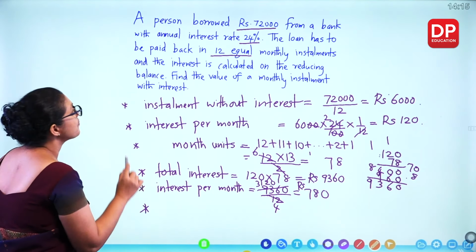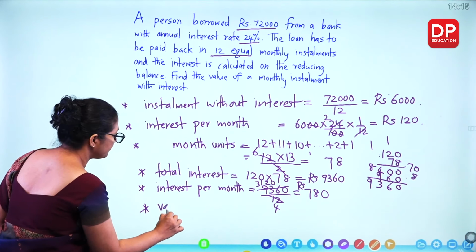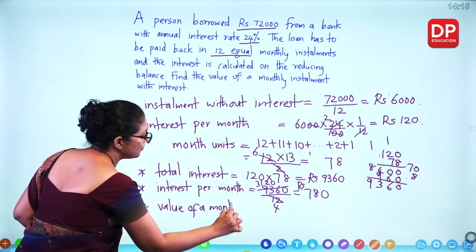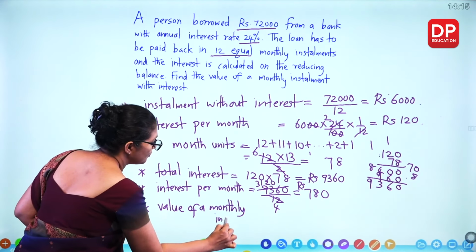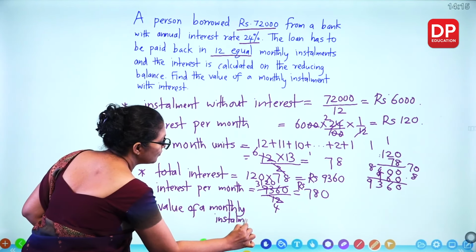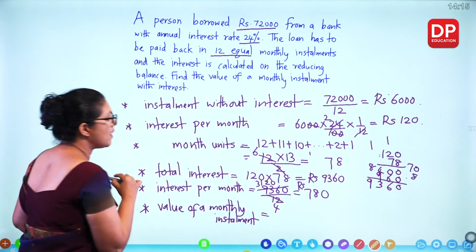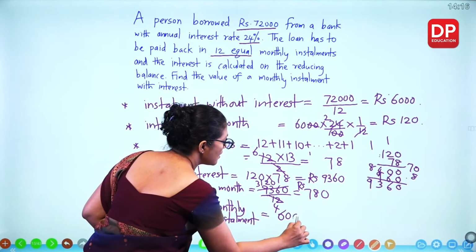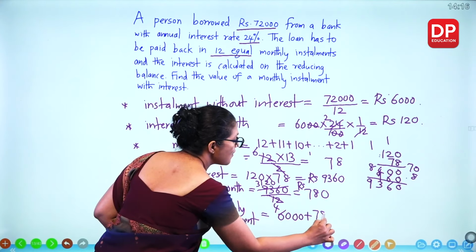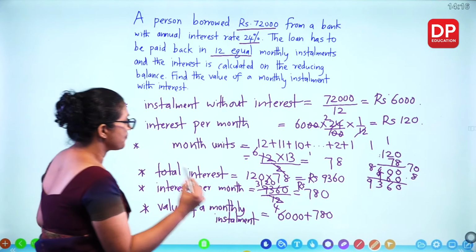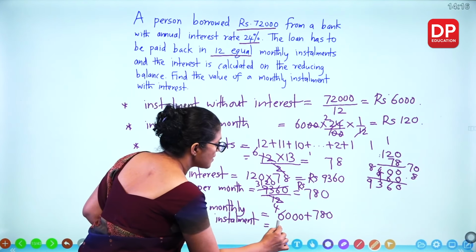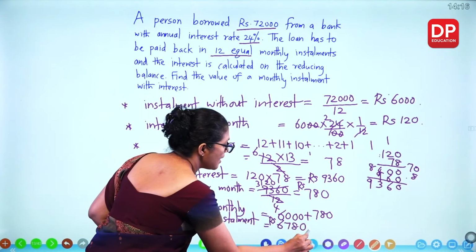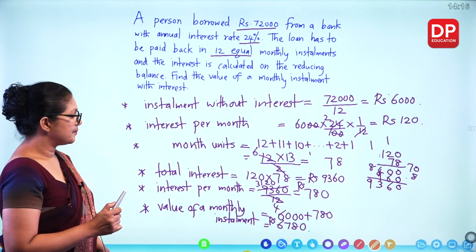So what's the value of a monthly installment? Value of monthly installment is 6,000 plus 780. So you get 6,780 rupees.